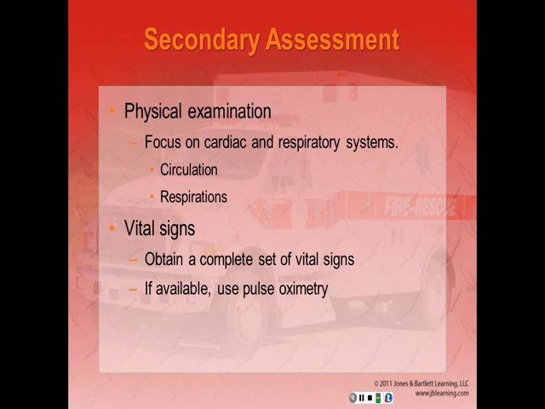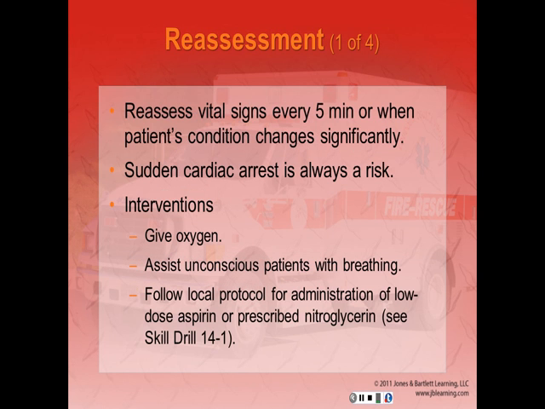Get a complete set of vital signs. We again evaluate airway, breathing, and circulation. We get both the systolic and diastolic blood pressures. If available, we can use pulse oximetry to get a reading. And if we have the ability to continuously monitor blood pressure, use it as well. You want to repeat these assessments at appropriate intervals and note the time that each set of vitals is taken. Reassessment: reassess vital signs every 5 minutes or any time there are significant changes in your patient's condition.